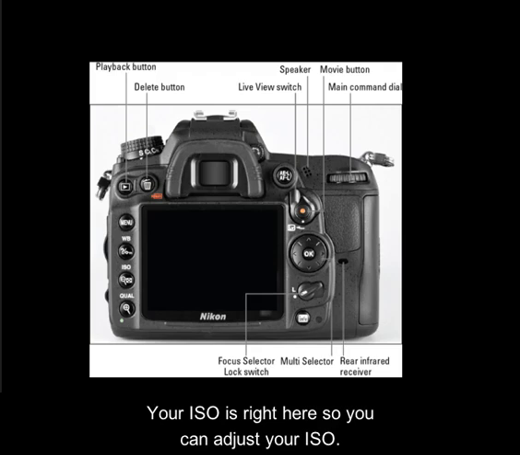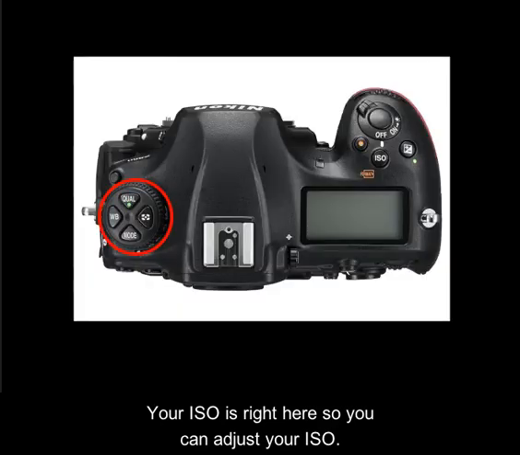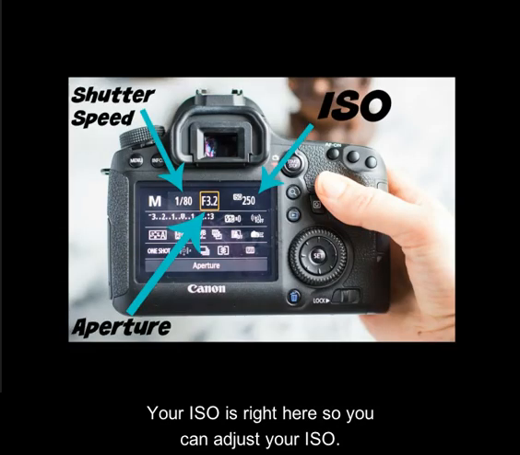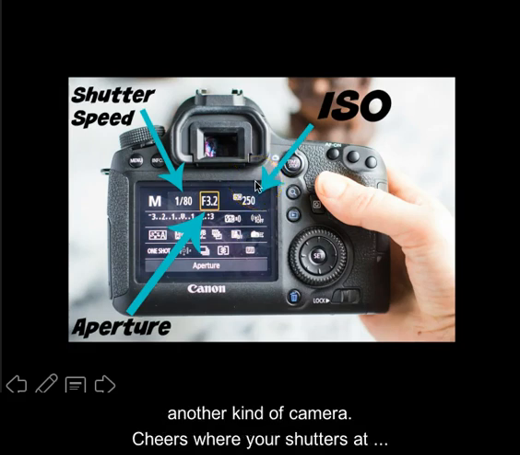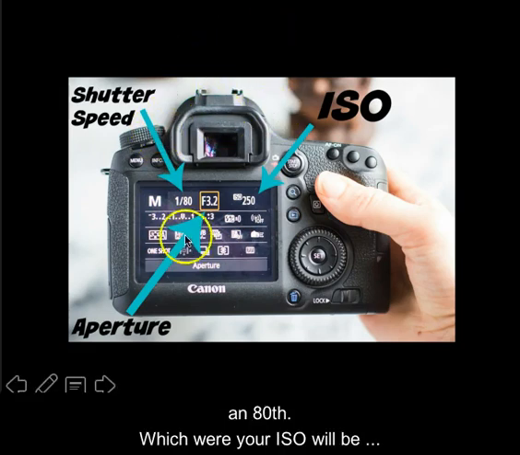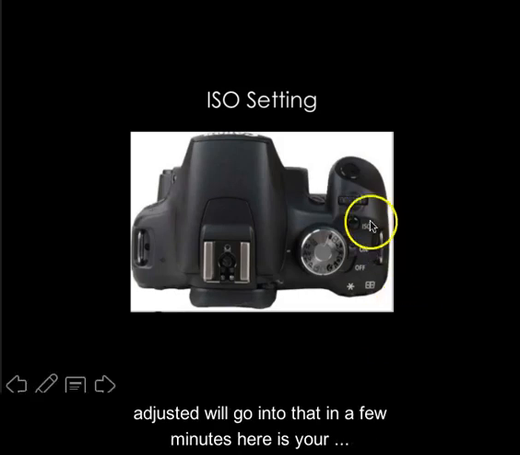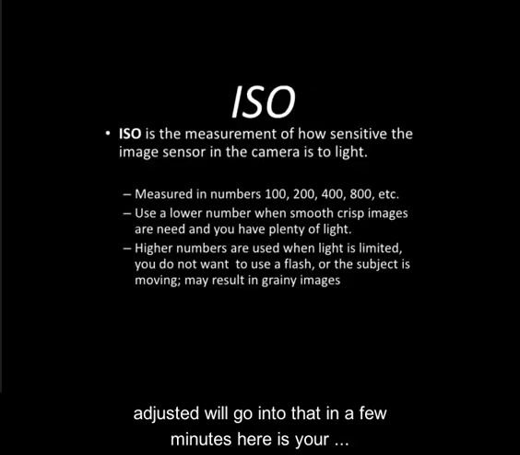Here's where some of the different types of cameras are. Another kind of camera. Here's where your shutter is at an 80th. Here's where your ISO will be adjusted. We'll go into that in a few minutes. Here is your f-stop or your aperture. It's right over here. Sorry, right there. Your ISO setting is right here, or it might be on the front of your camera.